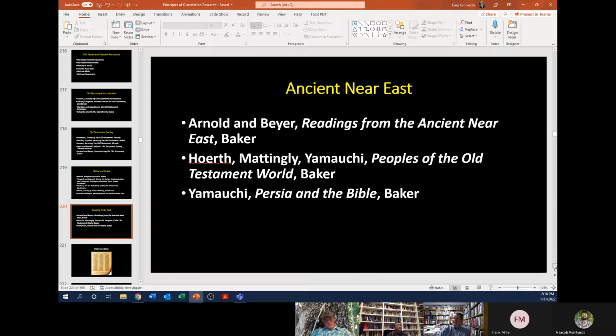So, getting into the ancient Near East, Peoples of the Old Testament World. Yamauchi's book, Persia and the Bible. If you're going to study, for instance, the book of Esther, or if you were going to study Nehemiah, you would want to get Yamauchi's book, especially to understand the background. It'll help you when you teach those books as well.